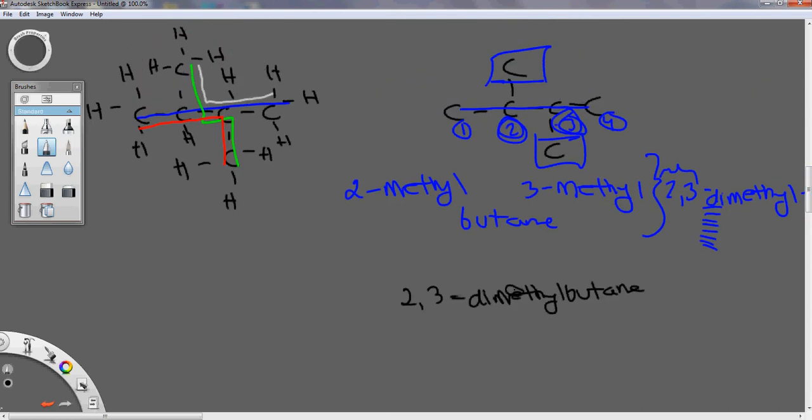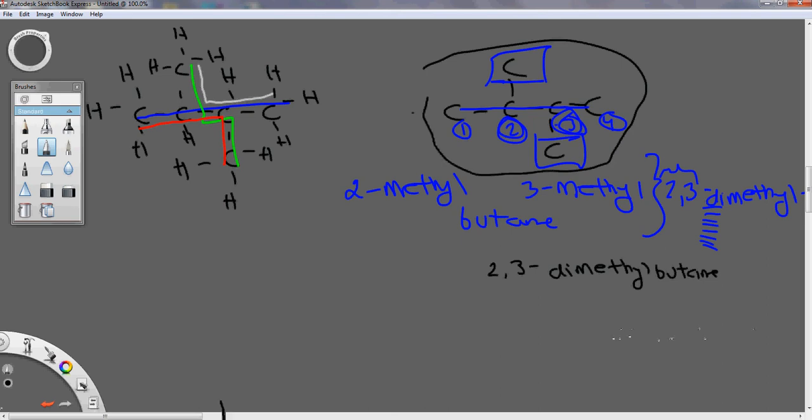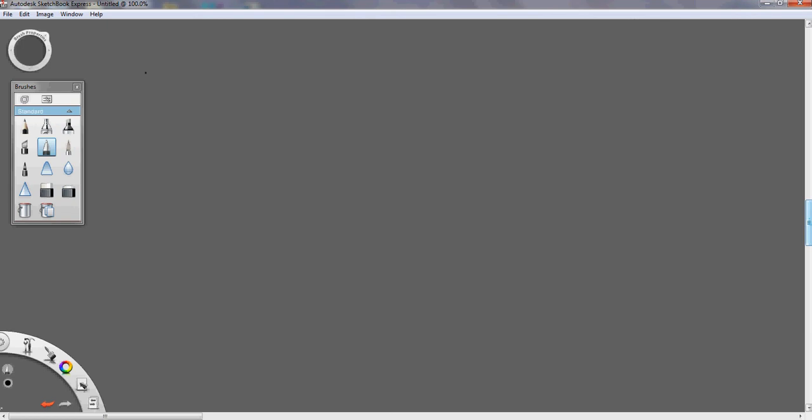Sloppy handwriting. Let me rewrite it. Sorry. 2, 3, dimethyl butane. Alright, so that's the name of this compound. Hopefully this is getting easier. If not, I'm sorry. Leave comments and I will make another video covering this material.